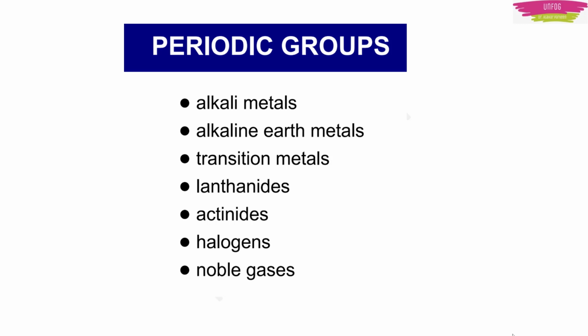Now, as I was talking about the groups in the periodic table, there are 18 groups, right? Now they are divided into alkali metals, alkaline earth metals and transition metals. These alkali metals, alkaline earth metals and transition metals all belong to metals. They are all groups of metals. Next are lanthanides and actinides. Then halogens are there and then noble gases are there. So we will have one quick detail point regarding each of these groups. Okay.